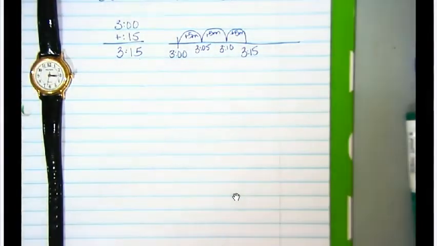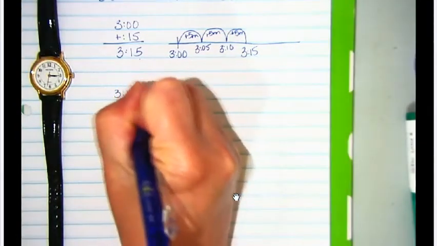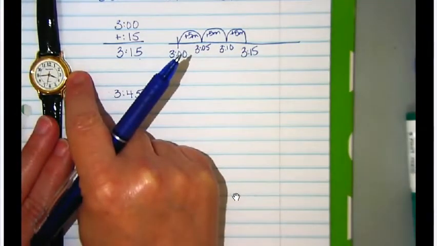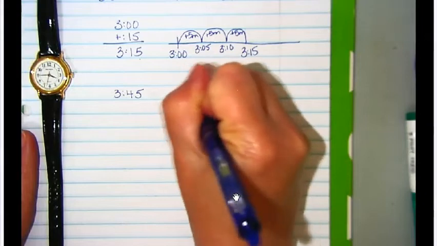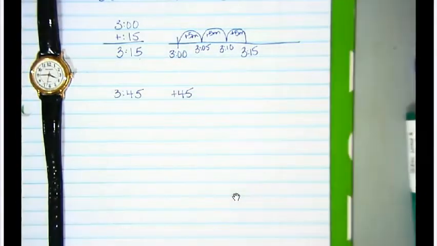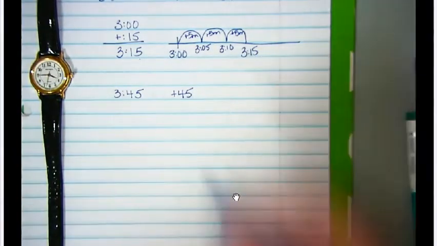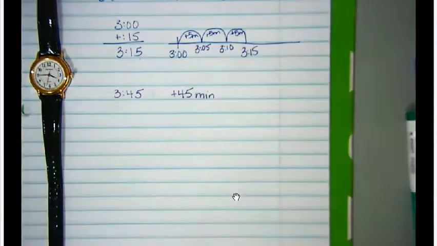So let's look at another situation. Let's say our starting time is 3:45. And we're going to add 45 minutes. Okay, so maybe you take a break from 3:15 to 3:45, and now it's time for you to get back to your homework. You have 45 minutes more of homework. What time will you end?